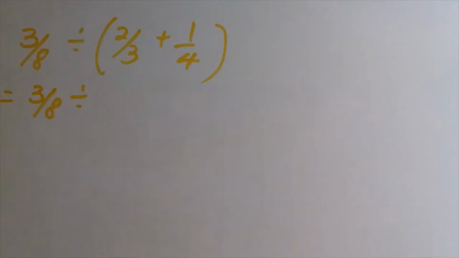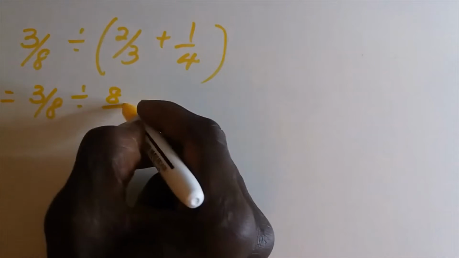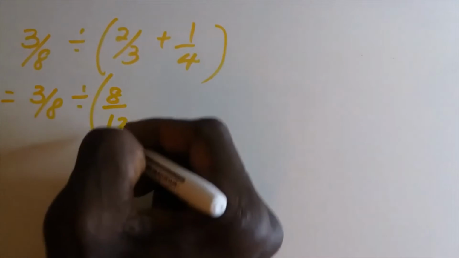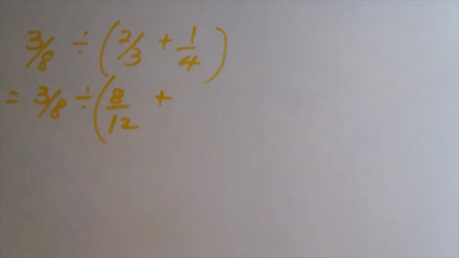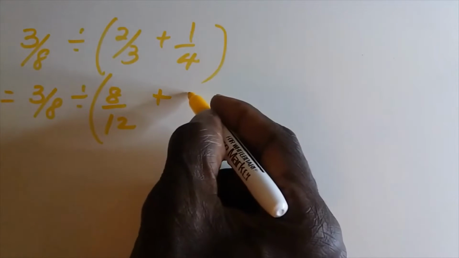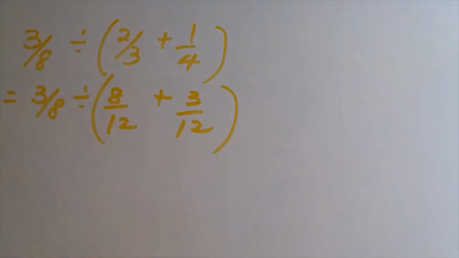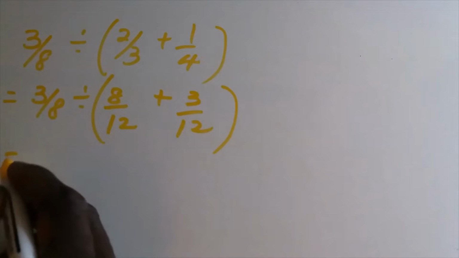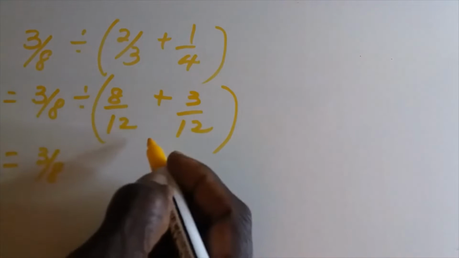Multiply 2 over 3, both the numerator and the denominator, by 4 to give us 8 over 12, and in this case we multiply both top and bottom, numerator and denominator, by 3 to get 3 over 12. So now we have a common denominator. We can add these two fractions by adding their numerators. So we have 3 over 8, and that's divided by 11 over 12.